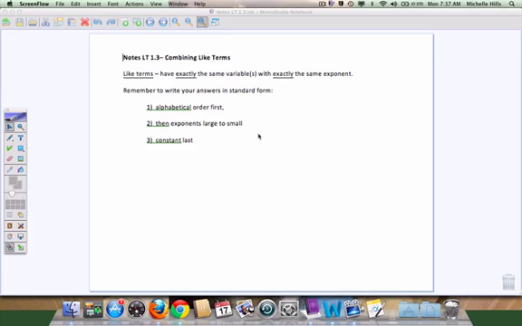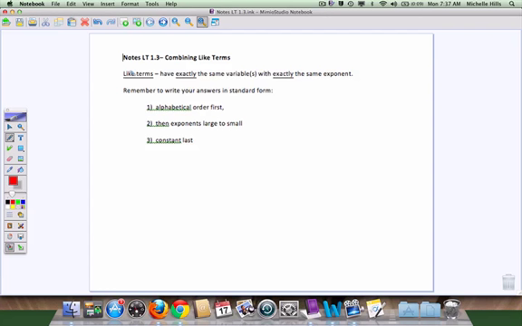Today we're going to look at combining like terms. Like terms are terms that have exactly the same variable with exactly the same exponent. So an x squared is not like terms with an x to the first power. They have the same variable, they don't have the same exponent.